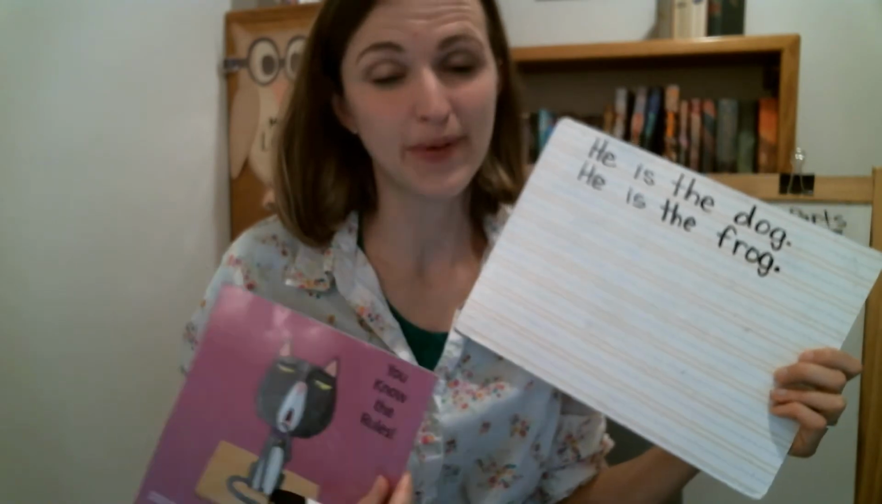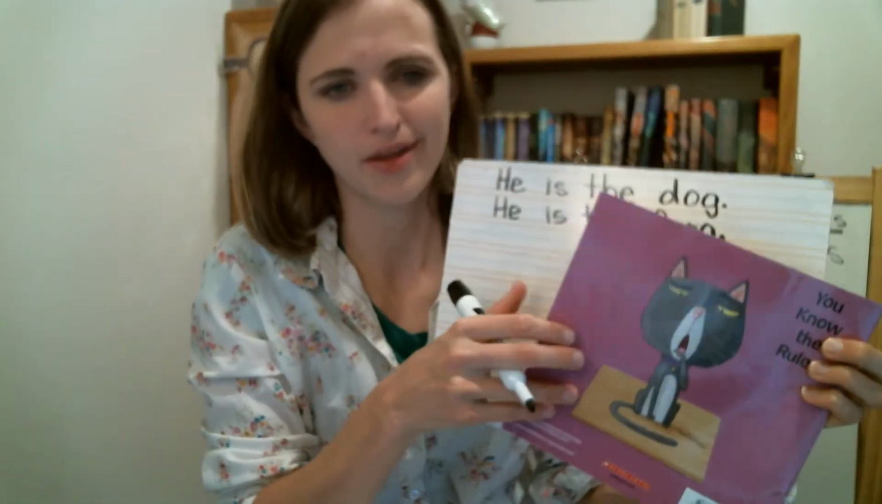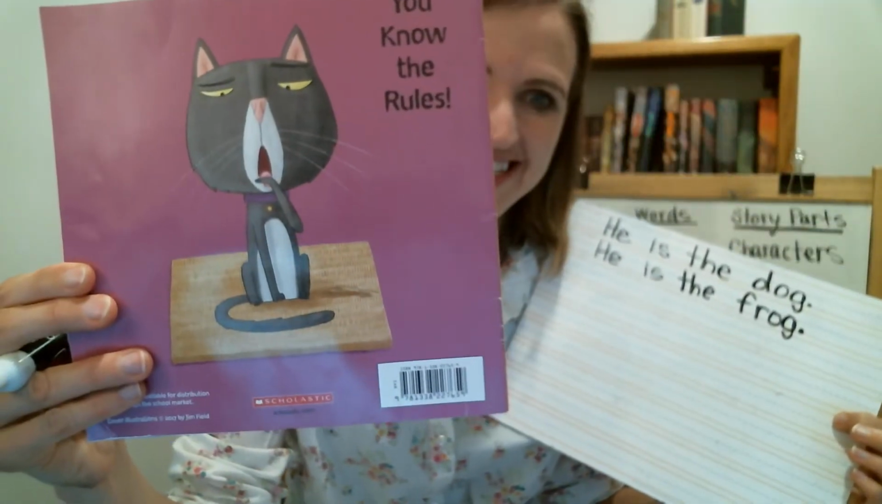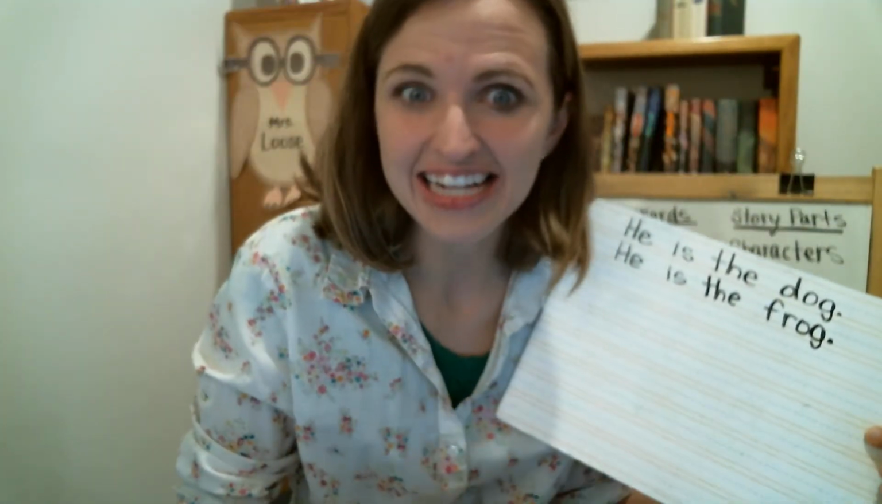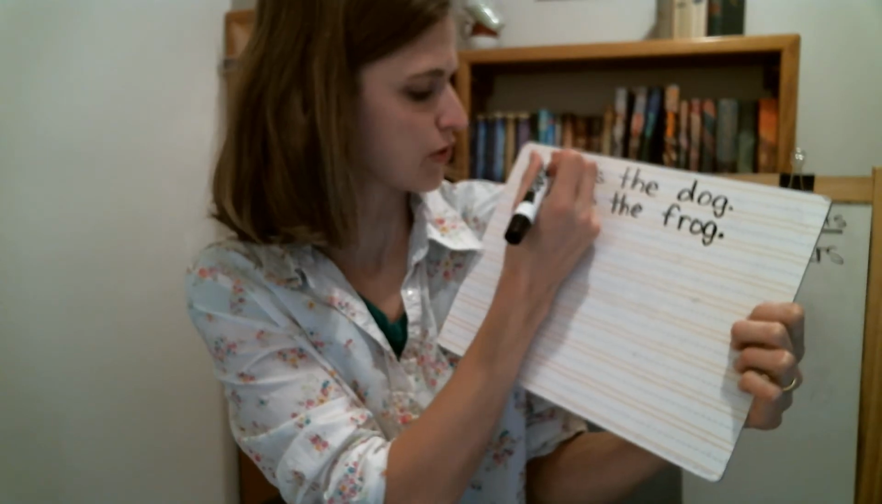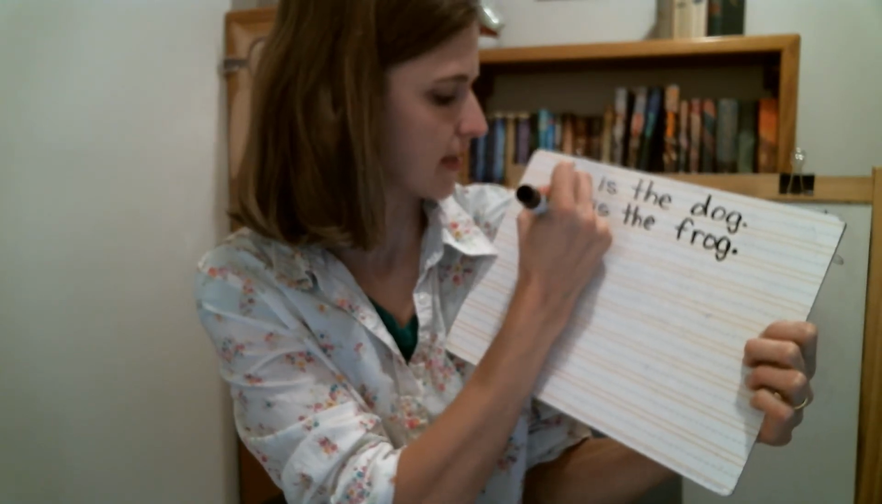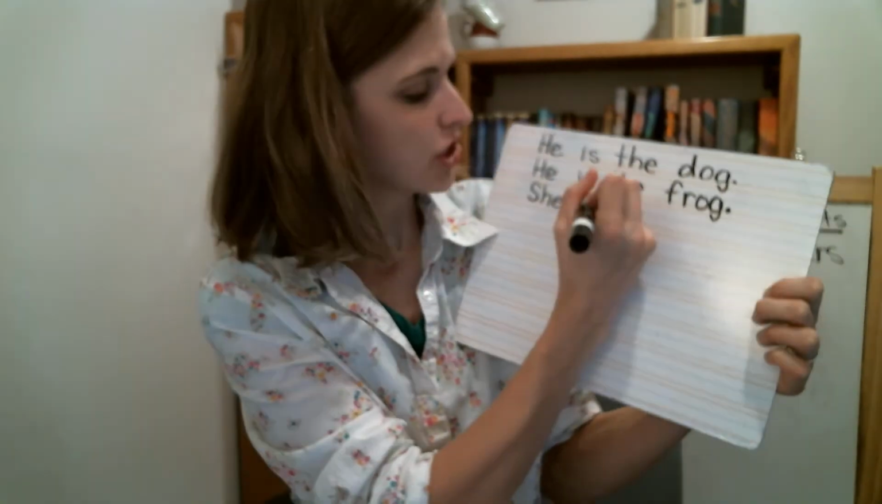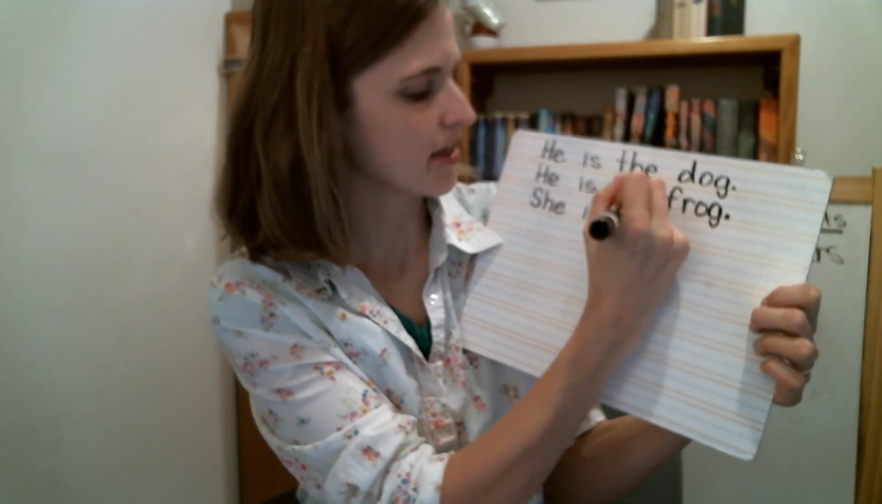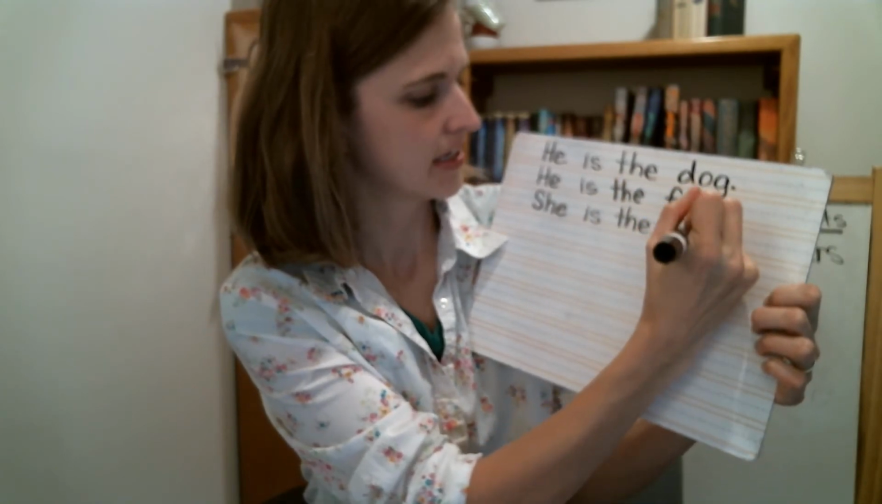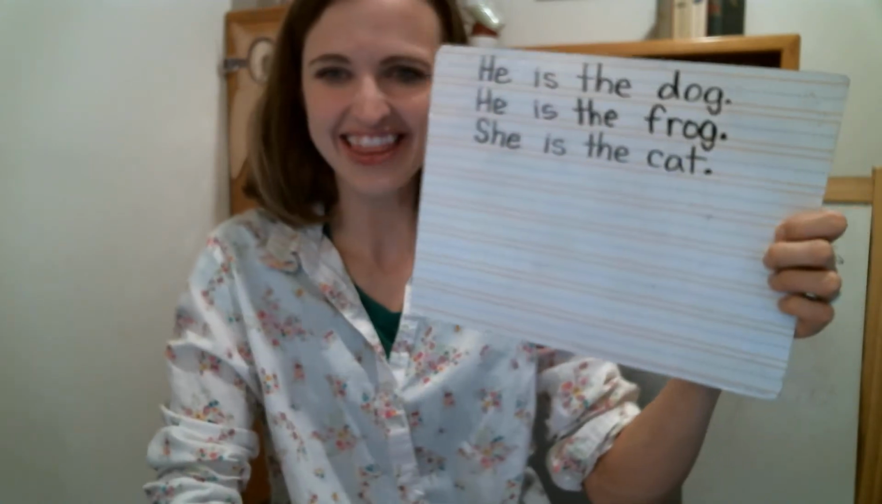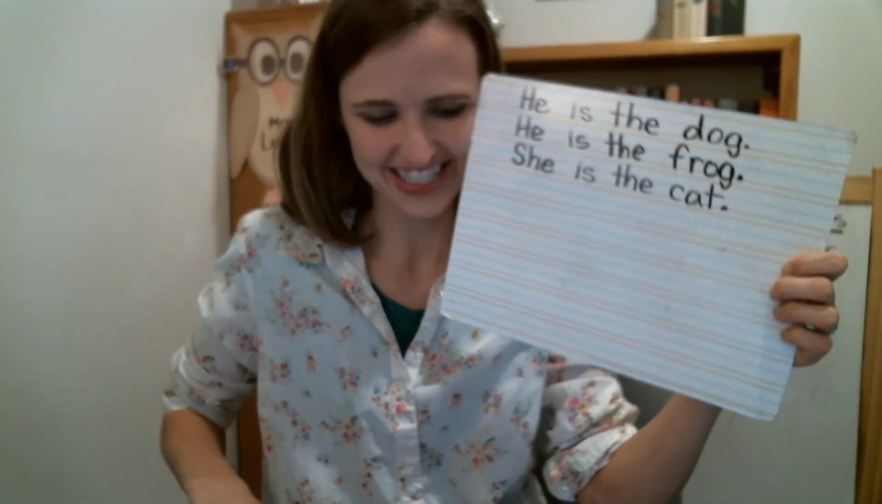There was one more character that you saw in the book often. We saw many, many characters, but a common character was this cat. The cat is a girl, though. So we won't use the word he. We have to use the word she. She is for girls. She is the cat. Look at that. We found some characters.